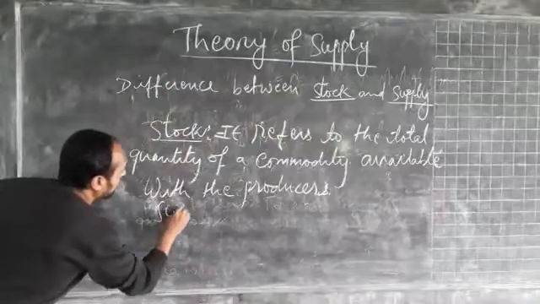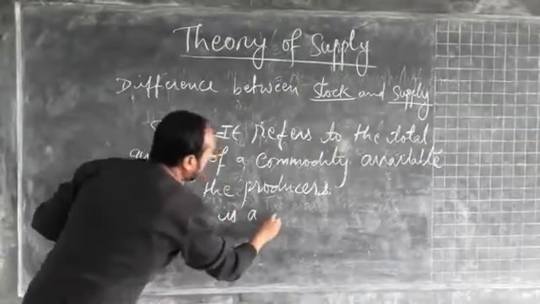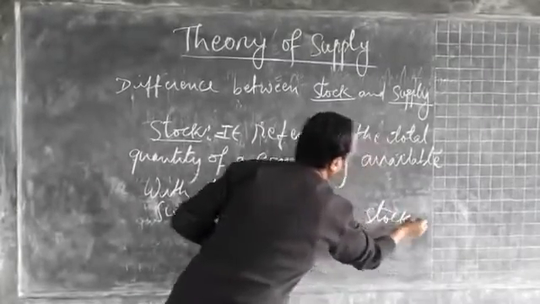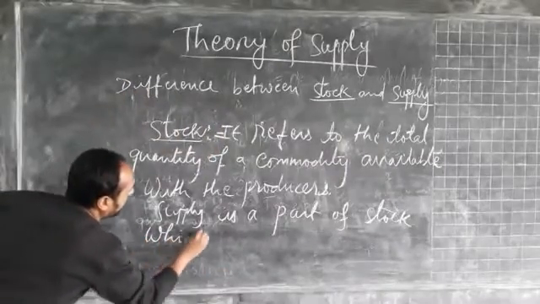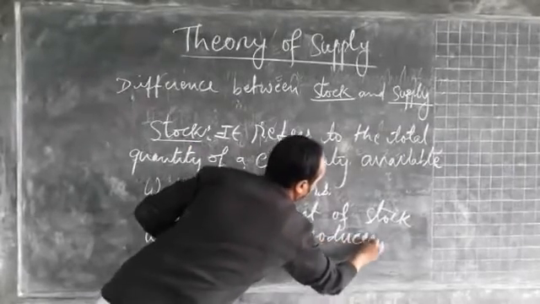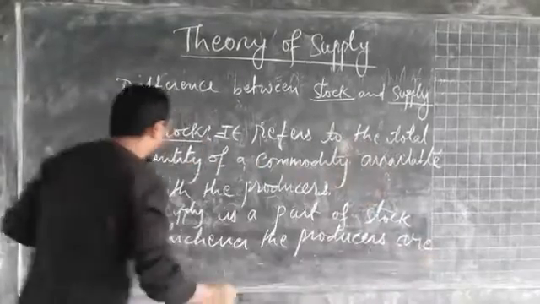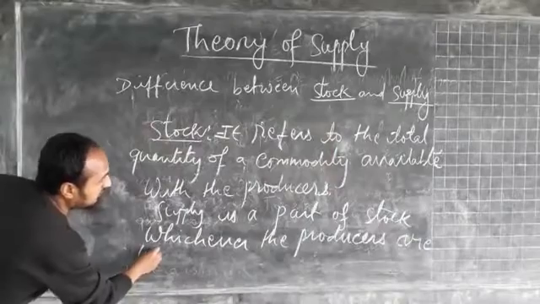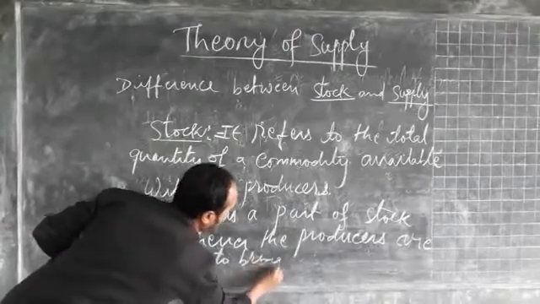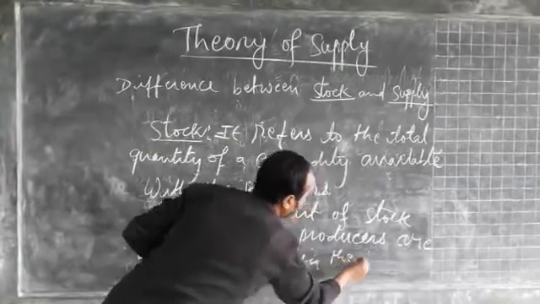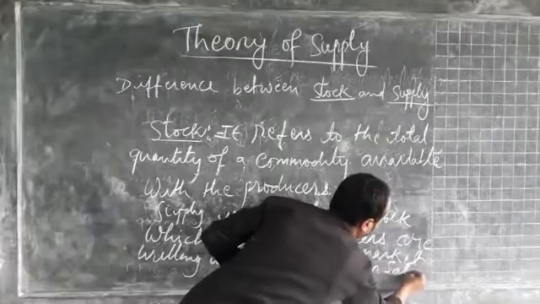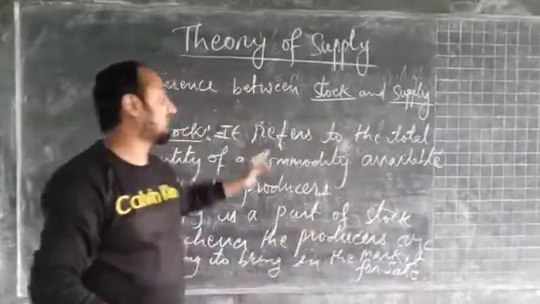Whereas supply is a part of stock, whichever the producers are willing to bring in the market for sale. So I hope you have got the difference between these two.